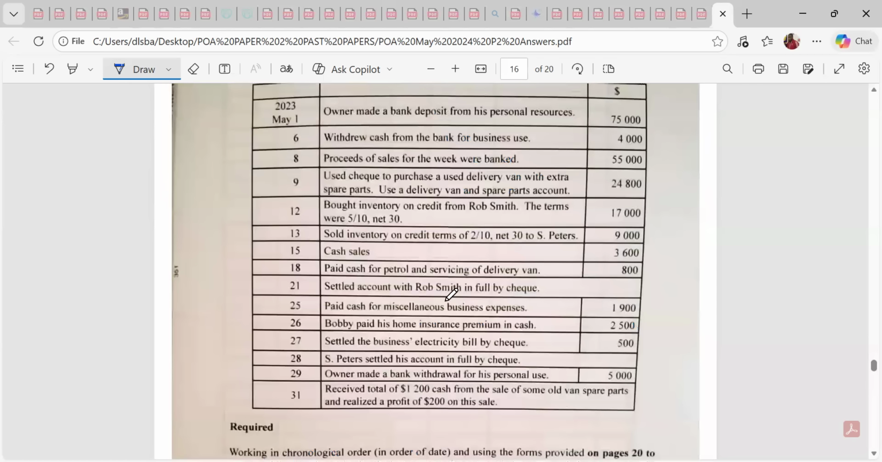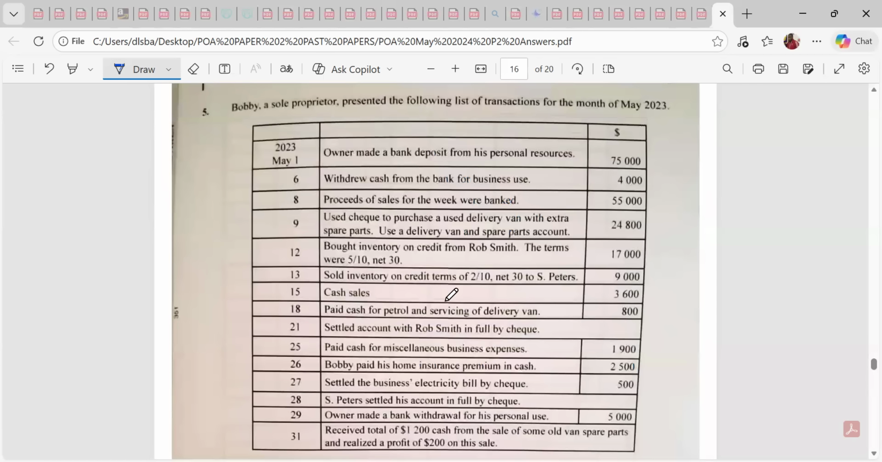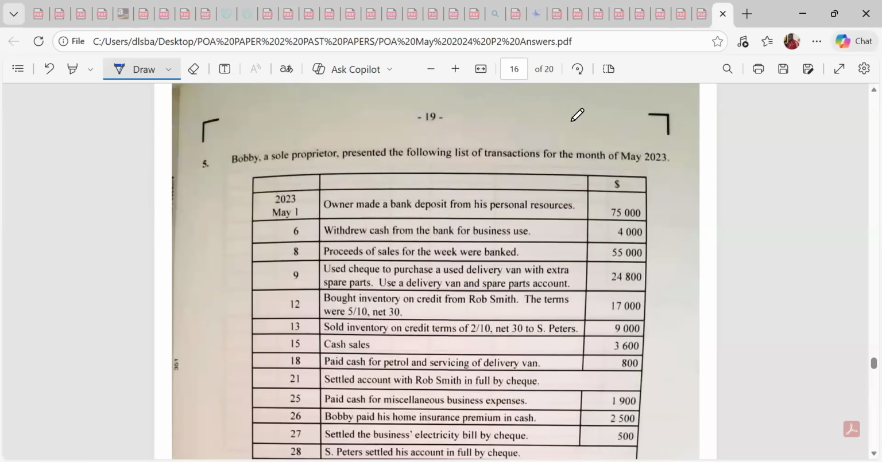This transaction, this question will take a while. To be fair, some of the other questions will not have taken as long. Bought inventory on credit from Rob Smith. The terms were 5/10 net 30, which means you'll get a 5% discount if you pay within 10 days, but you must pay within 30 days. Whenever you buy inventory, that's purchases. Purchases are always debited. Rob Smith, which is the next account, would be credited.